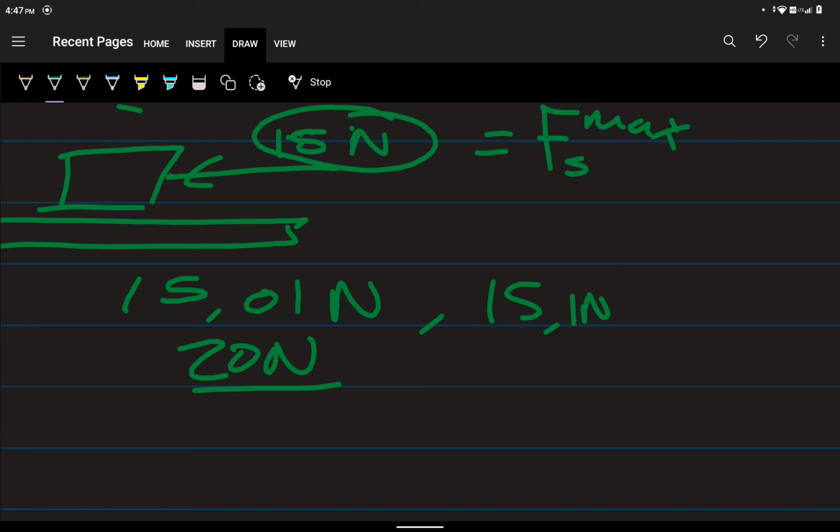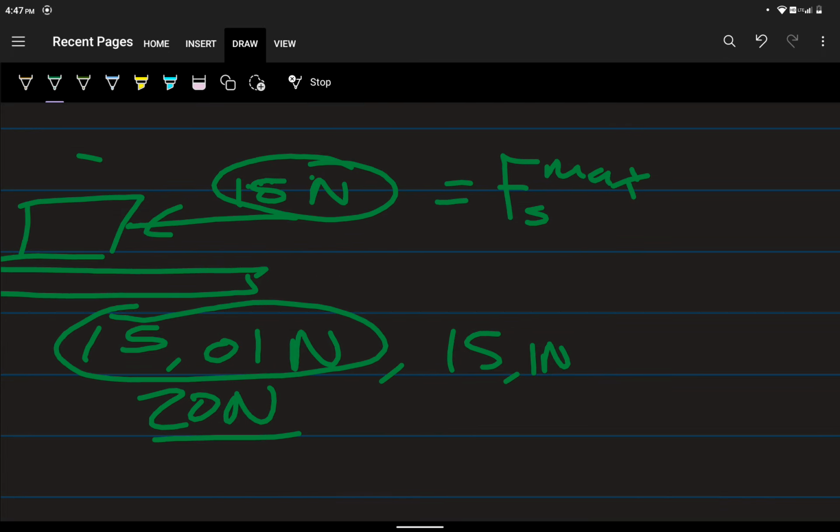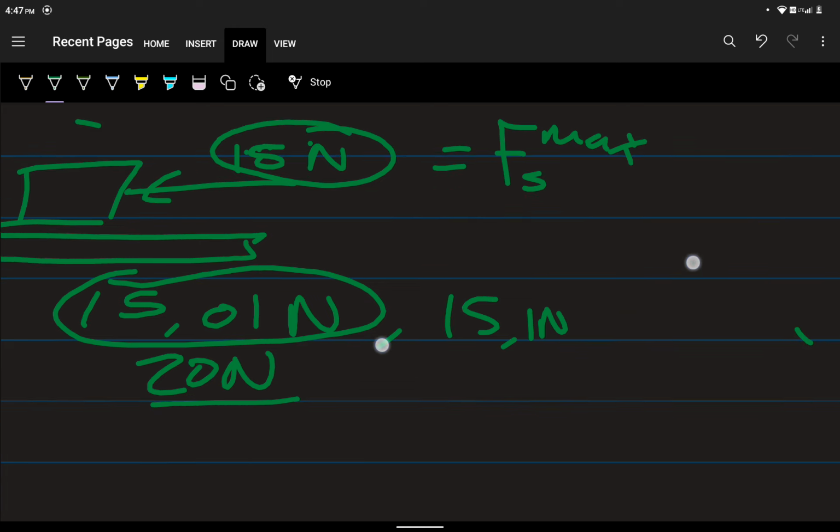Now, if the applied force exceeds Fs max, a resultant force accelerates the object. Like I said, if we apply this force, although it is higher than 15 newtons by just 0.1 newtons, since it is higher, it will start to cause an acceleration on the object. It will accelerate the object. It will move the object. Okay, yeah.